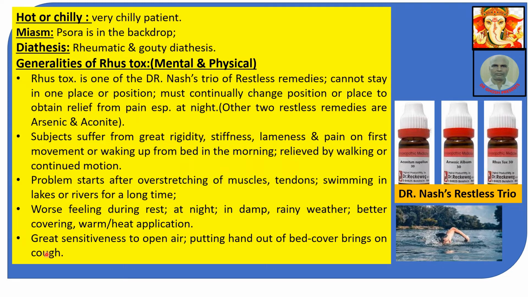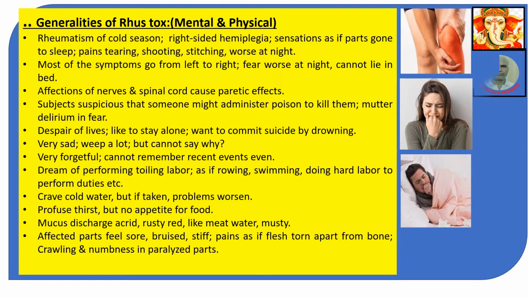So sensitive. This is the trio medicine, that is aconite, arsenic and Rhus Tox. Dr. Nash's restless trio. Generalities Rhus Tox continue. Double dot means continuation. Rheumatism, cold season. Right-sided hemiplegia, sensation as if parts have gone to sleep. Pains, tearing, shooting, stitching, worse at night. Most of the symptoms grow from left to right.